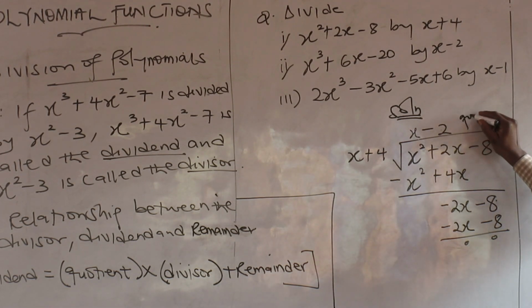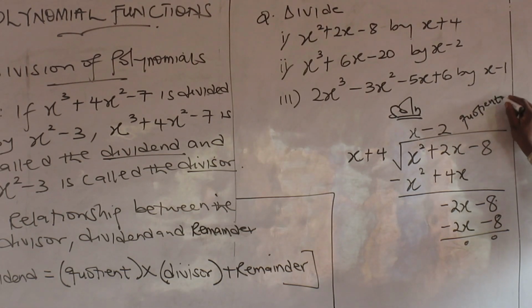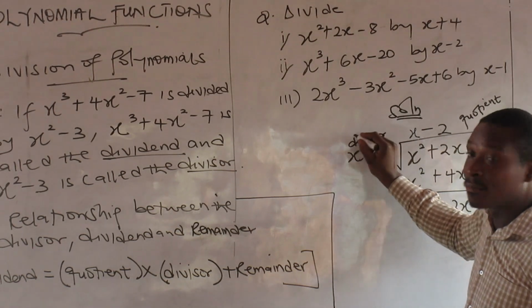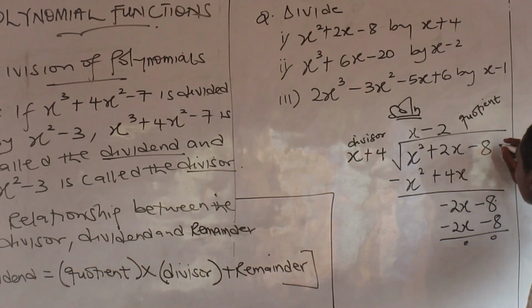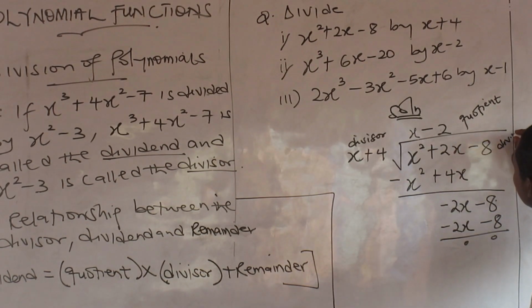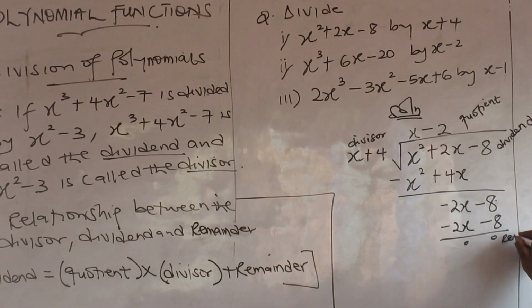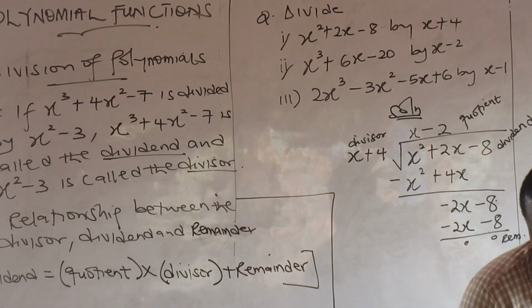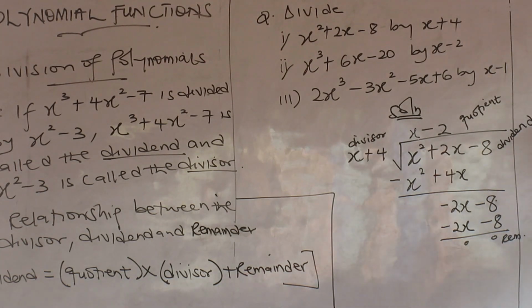So this is called your quotient. This is the divisor. This is the dividend. And this is the remainder. Good. I'll do the other one too, right? So in case you are not getting this, it's not sinking, let's look at the next one.